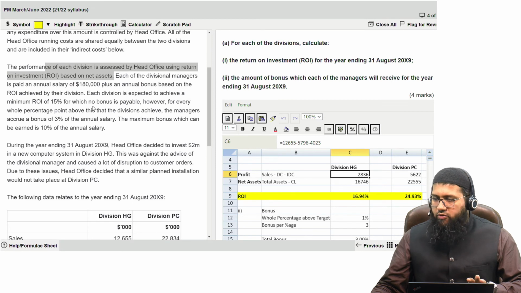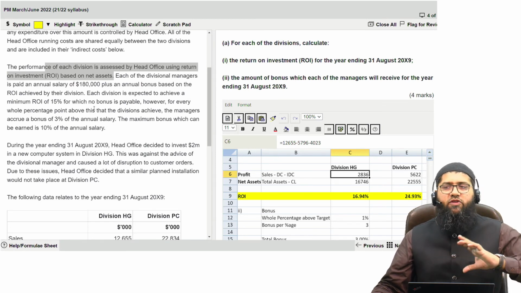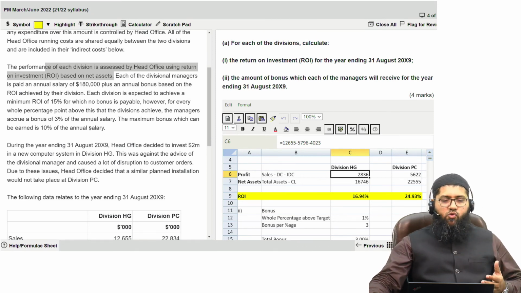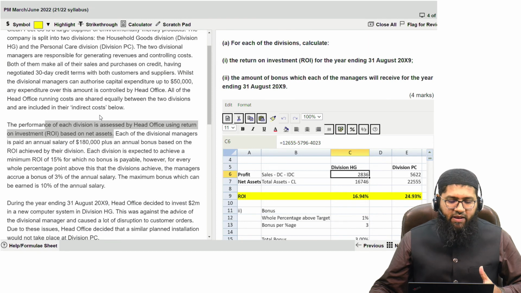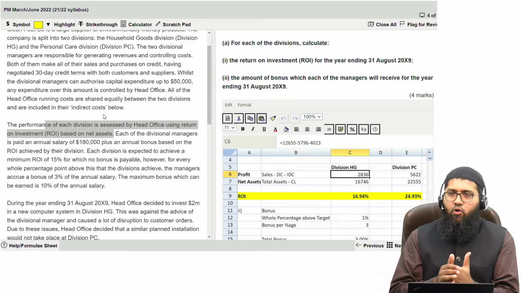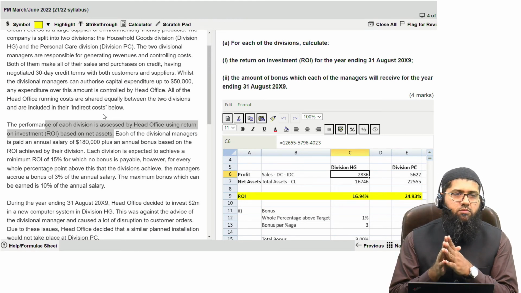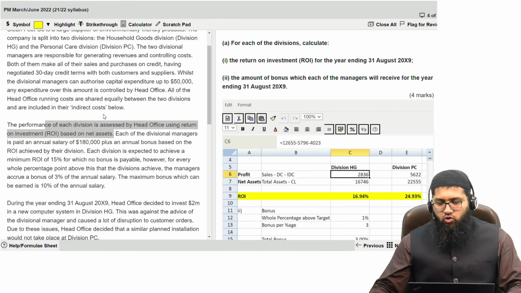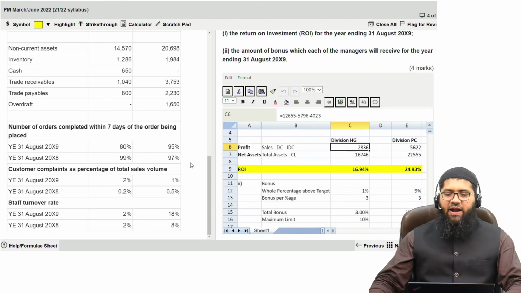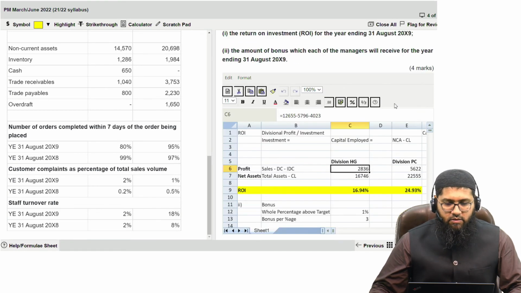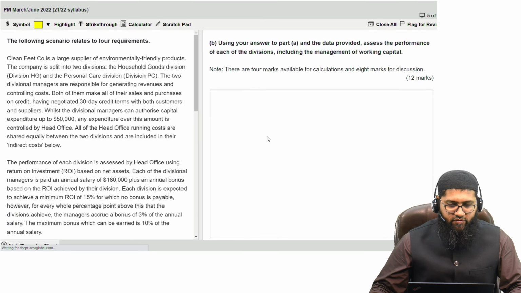Maybe we could try to check the examiner's answer on it also. But to me, in a situation where nothing has been given and I am specifically being asked to calculate the bonus, I would go for the normal ROI calculation rather than controllable, right? We might try to check if there is any answer available to this question also, but for the time being, just keep it like this.